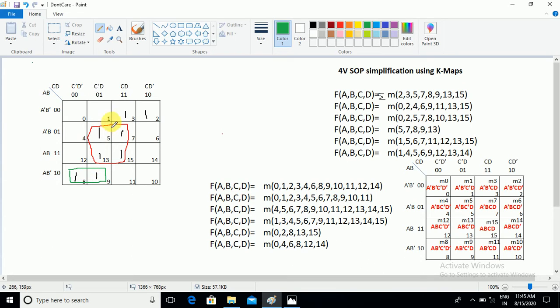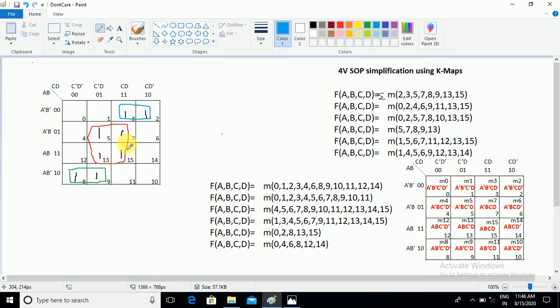Now let us go to this one. Here also we can create a group with overlap for 3 and 7, a 3 cell combination. But if you go without overlap, here also we can create a 2 cell grouping with the 2 and 3 minterms.